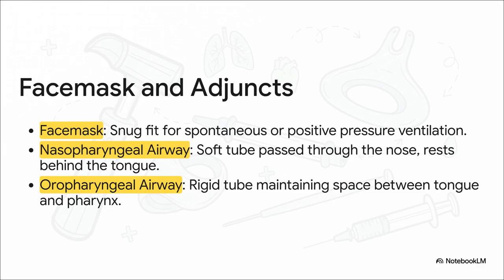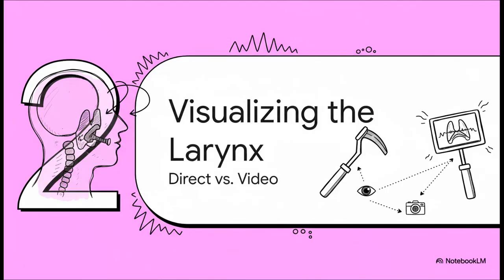You've got the nasopharyngeal airway, which is a soft tube that goes through the nose, and the oropharyngeal airway, which you'll often hear called a Guedel, a rigid piece that goes in the mouth to physically hold the tongue out of the way. Okay, basics are covered.